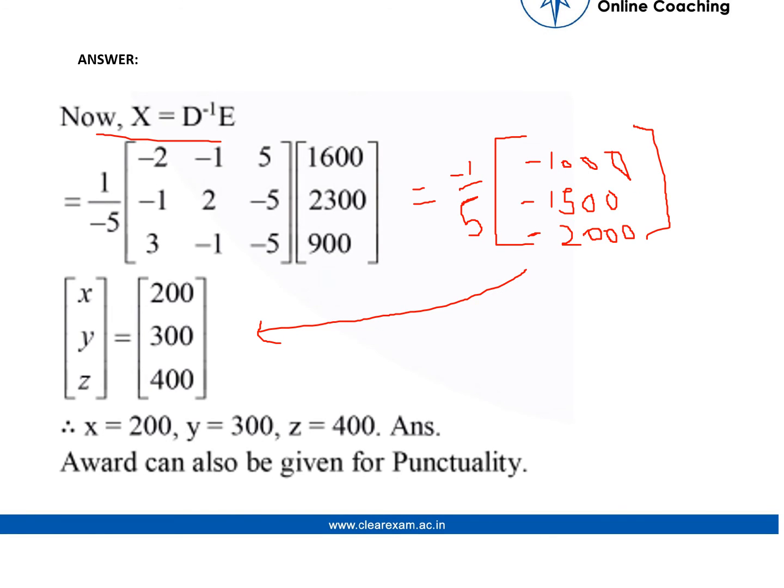Now as D inverse has been calculated, we can put the value in this formula and we get this equation. We get this matrix we need to solve. By solving it, we get this matrix, and by further solving it by dividing it by 5, we get the values of X as 200, Y as 300, Z as 400, as here it is written. That's the answer. We can also say that award can also be given for punctuality.